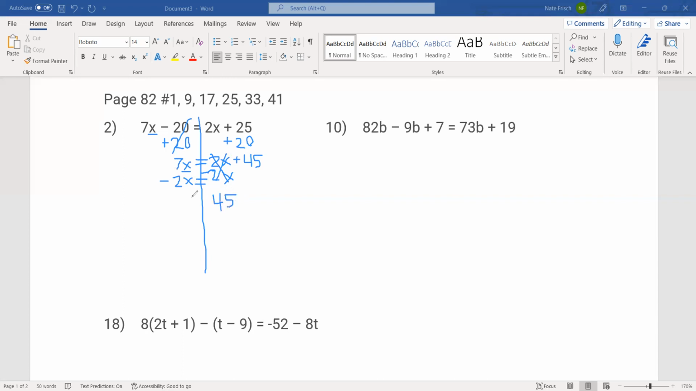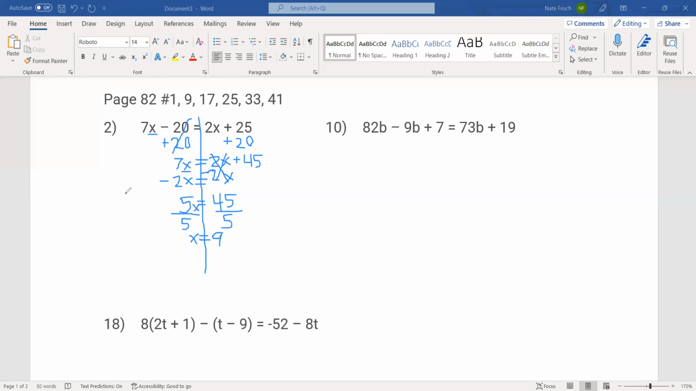I had 7x minus 2x, which should leave 5 x's remaining. So now this is good news. I have x on only one side of the equation, which is what we want, but it's not alone yet on this side. So it's being multiplied by 5, do the inverse operation, which is to divide by 5. If I do it to the left side, do it to the right side. 5 divided by 5 is 1. 1x is just x. 45 divided by 5, x equals 9.